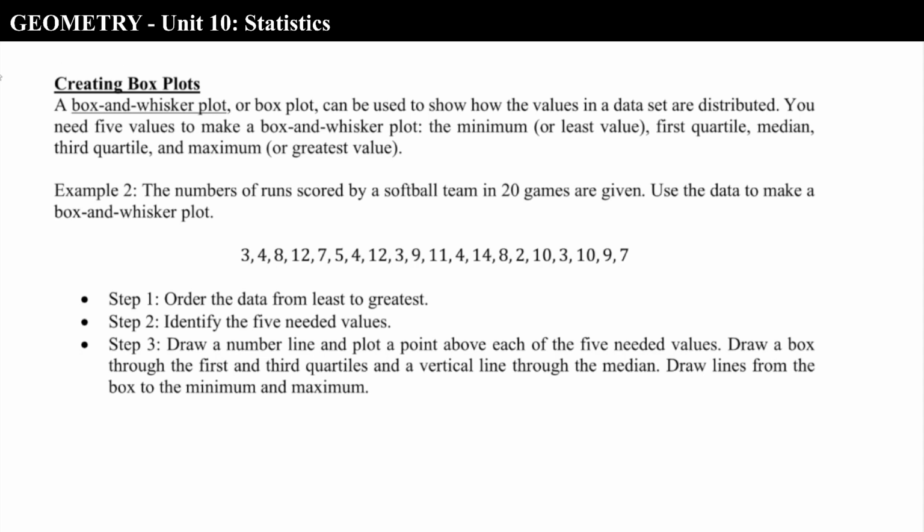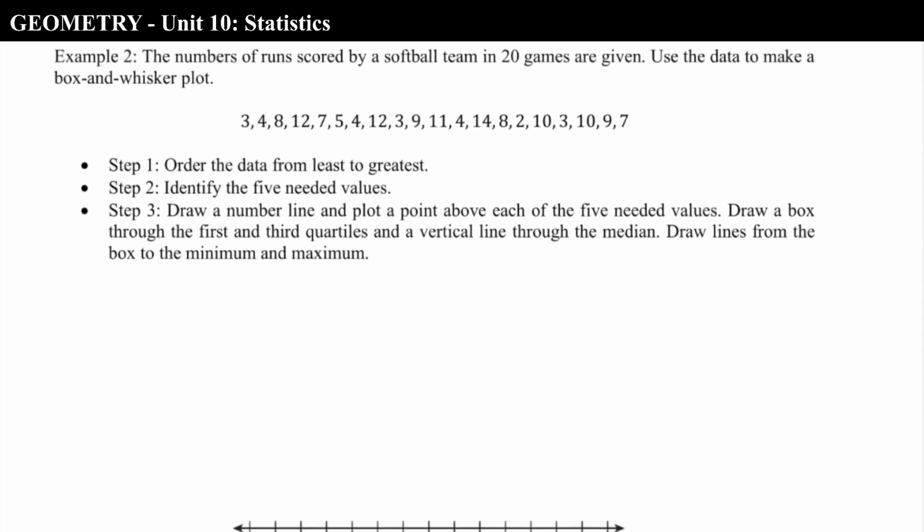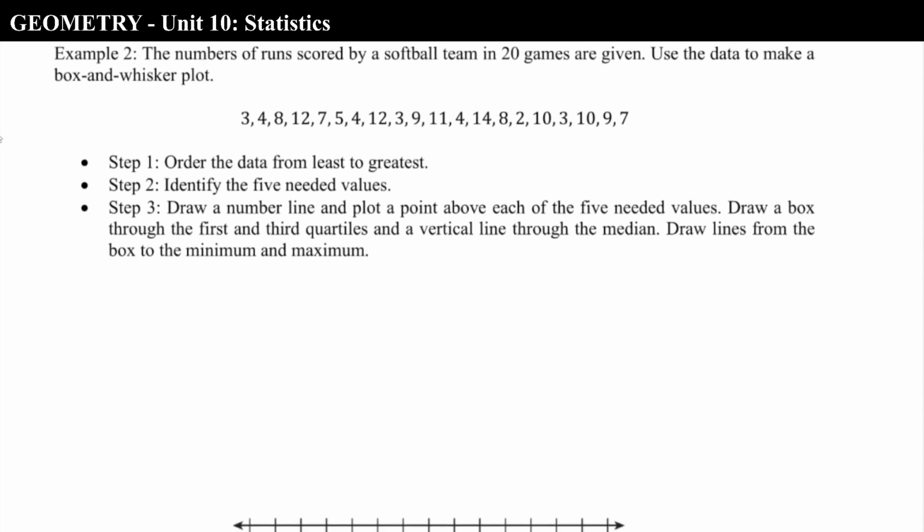So in example 2, we are going to create a box plot. The first thing you need to do is take all your data values. The numbers of runs scored by a softball team in 20 games are given here, and we're going to use the data to make a box and whisker plot. You want to take all of this data and order it from smallest to largest value. So I'm going to start by doing that here.